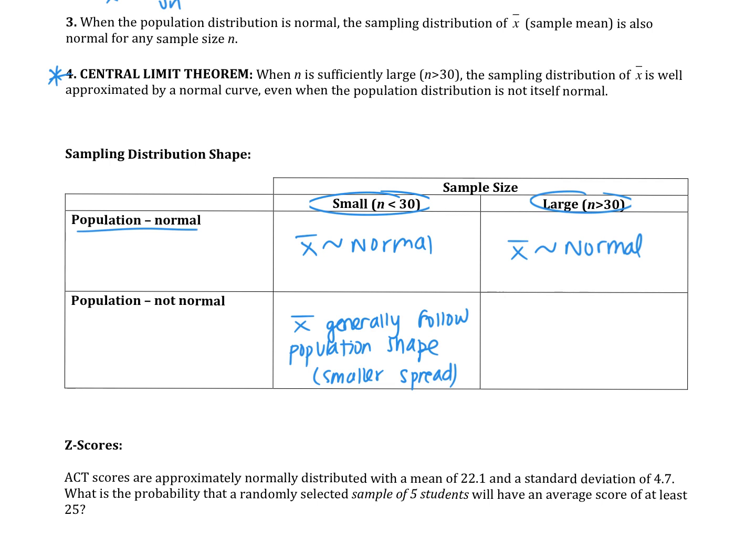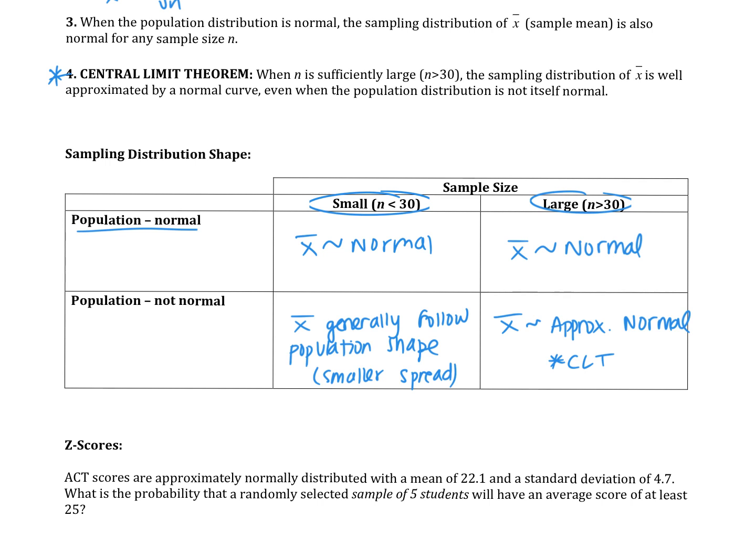And then if we have a large sample size, it doesn't matter what the population looks like, X bar will be approximately normal. And that's because of the central limit theorem. That is what you need to know. At this point, we just need to practice.